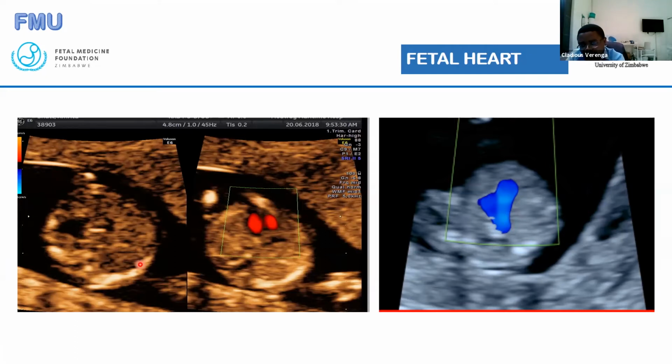Then we check what you call the three vessel trachea view, where we show that there is a pulmonary trunk continuing as the ductus arteriosus and being met together with the aortic arch and the isthmus here. This is how we assess the great vessels or the outflow tracts in first trimester by checking the three vessel trachea view using color Doppler this way. This will allow us to rule out major defects such as hypoplastic left heart or to suspect defects such as transposition of great vessels or tetralogy of Fallot.